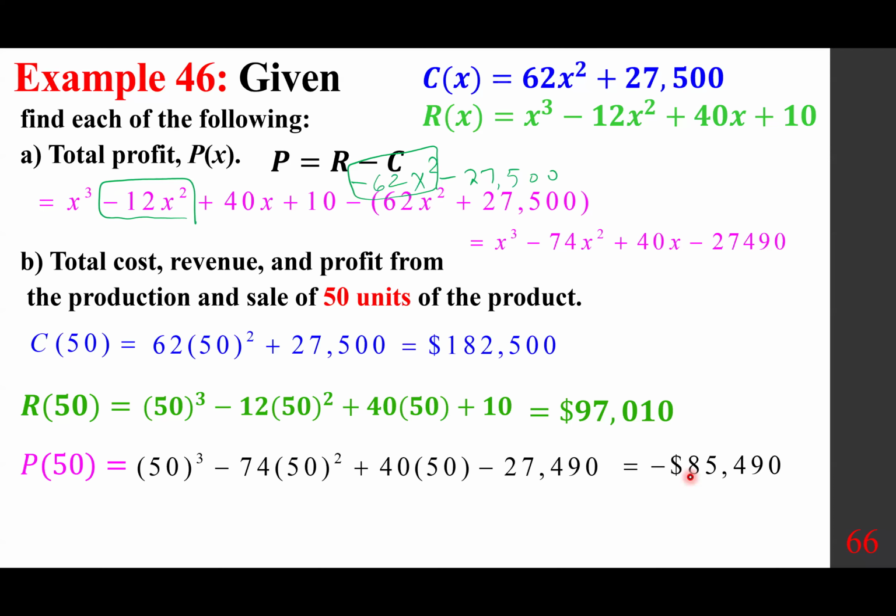There's a loss. Or we can say P of 50 is R of 50 minus C of 50. And since we have those two numbers, subtract this number from this number, and that gives you the same answer. Okay? So you don't have to take the long way. You can take the easy way.